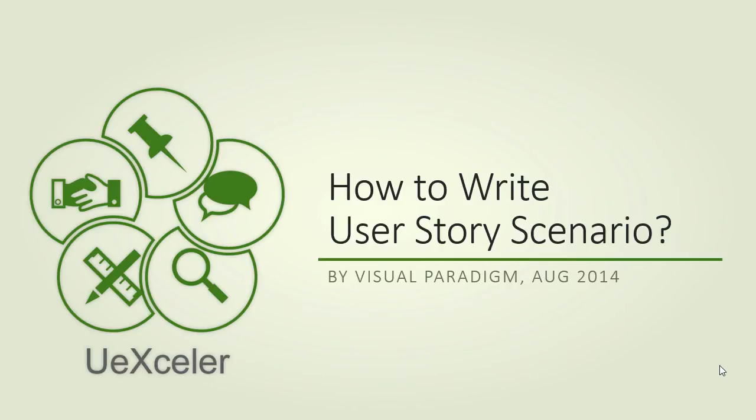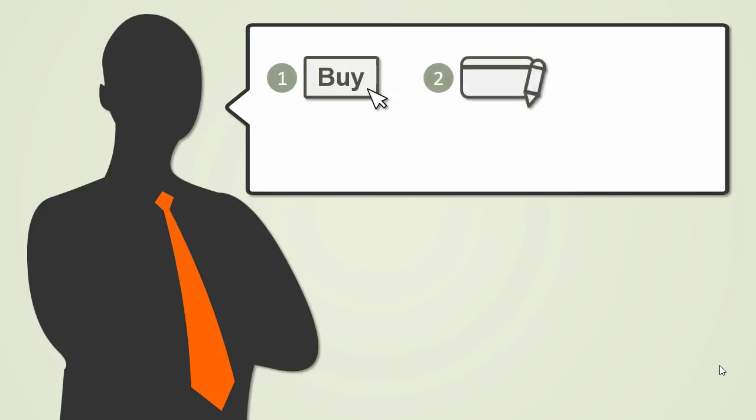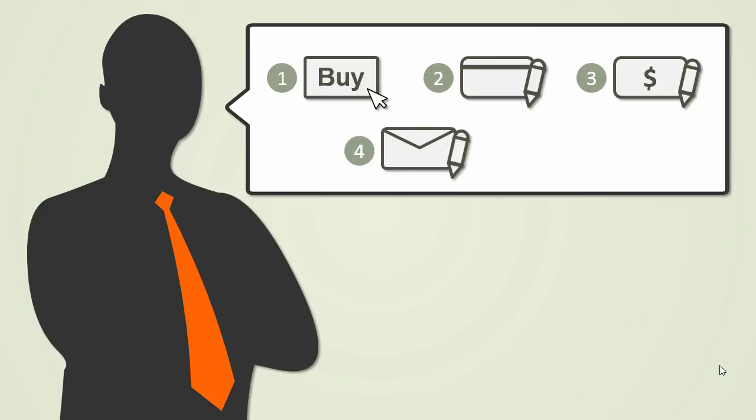During the conversation with the end user, the details of the user story will be discussed. The details may include the preferred operation of the system. For example, the user clicked the buy button and then input the credit card number and the billing information. After that, he will input the contact information and finally, he will click the pay button.